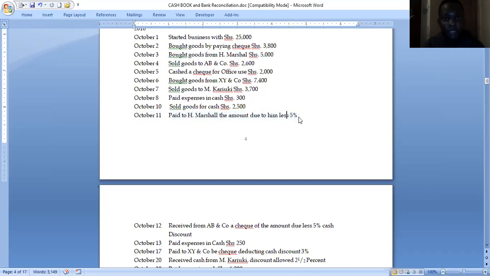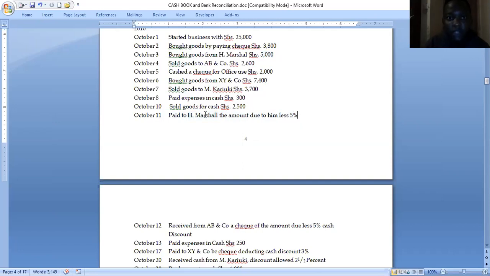So in this case, we have three accounts. We have H. Marshall, and then we assume we are paying him with cash, so the other account will be the cash account. And then we have the discount of 5%. The discount of 5% is 5% of 5,000 shillings, which is 250 shillings. So I repeat, we have the H. Marshall account, the cash account, and the discount received account.